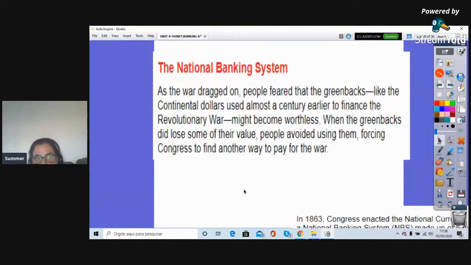The national banking system. So as the war dragged on, people feared that the greenbacks, like the continental dollars used almost a century earlier to finance the Revolutionary War, might become worthless. So the people did not really trust the greenbacks. And when the greenbacks did lose some of their value, people avoided using them. And they forced the Congress to find another way to pay for the war.